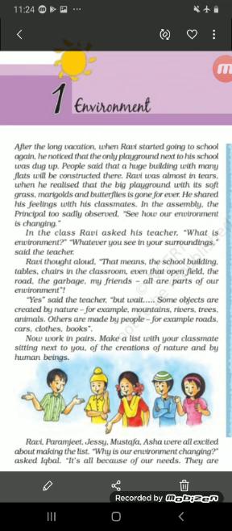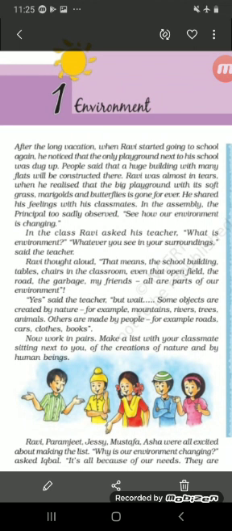Ravi slowly asked the teacher, so that means the school building, tables, chairs, classrooms, even that open field, that playground, road, garbage, as well as my friends, these are all parts of environment? Yes, said the teacher. But wait, the teacher agreed with Ravi and added, some objects are created by nature, for example, mountains, rivers, trees, animals. Others are made by people, for example, roads, cars, clothes, books.